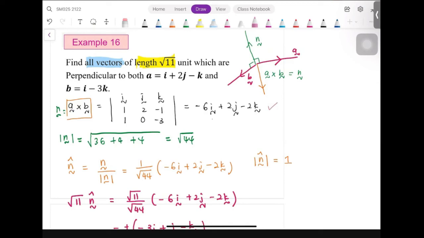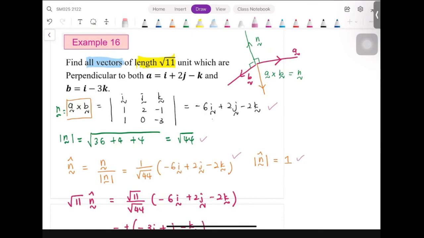After that, I check our length, or the magnitude. We have a problem because our length now is √44, but the question asks for √11. To adjust this, we have to find a unit vector first. That would be our next step. I find the unit vector. Why do we do this? Because the magnitude of a unit vector is 1. So after we get a magnitude of 1, it is easy for us to adjust our length.